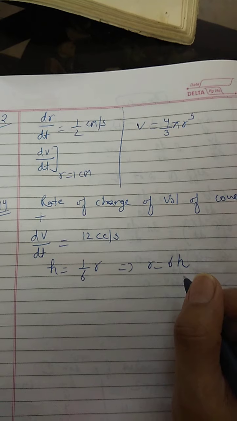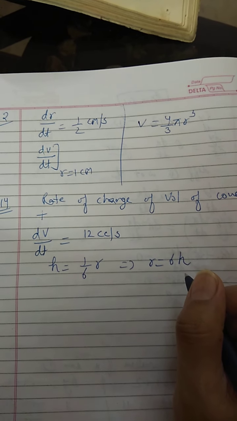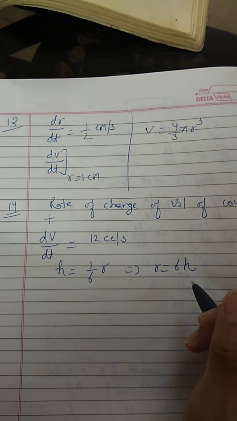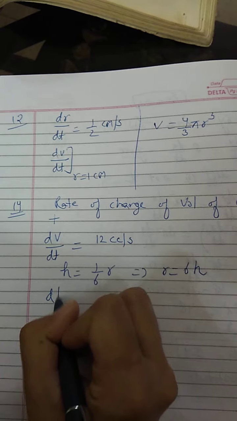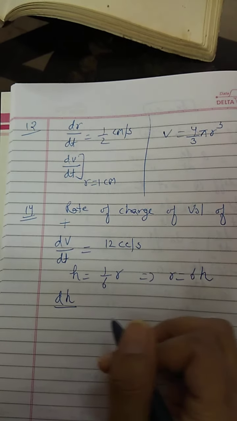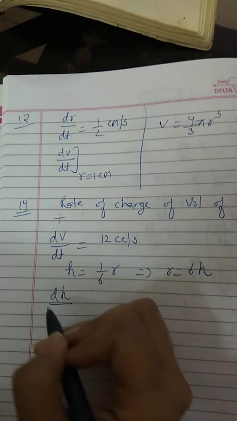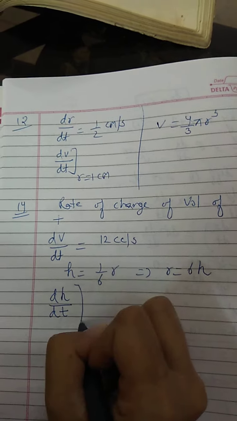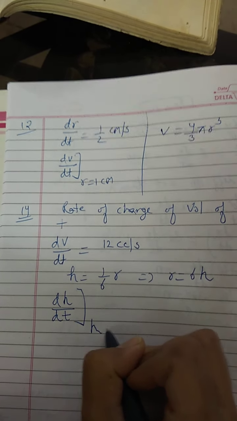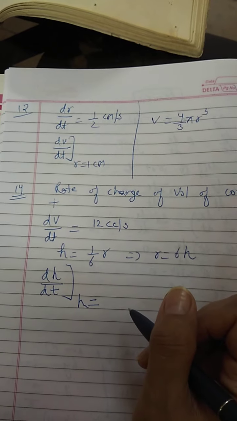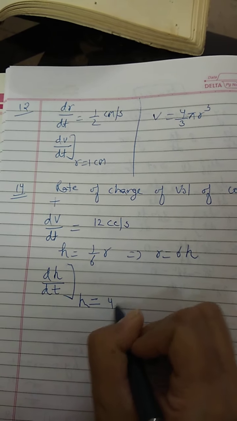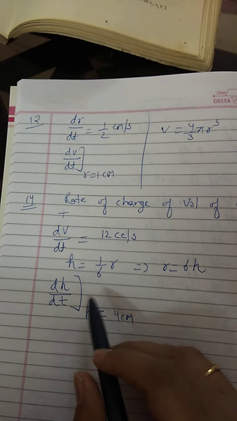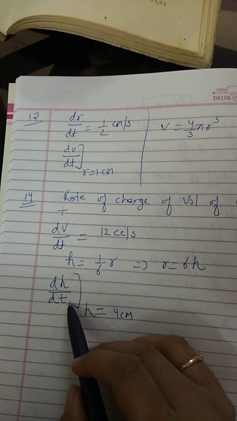Now what we have to find: how fast is the height of the sand cone increasing when the height is 4 centimeter. So we have to find the change in the height, how fast the height is increasing. So when the height is increasing, it will be again with respect to time only. So we have to find dH by dt when the height of that fallen sand is 4 centimeter. When the height of the cone is 4 centimeter, we have to find how fast the height is increasing.